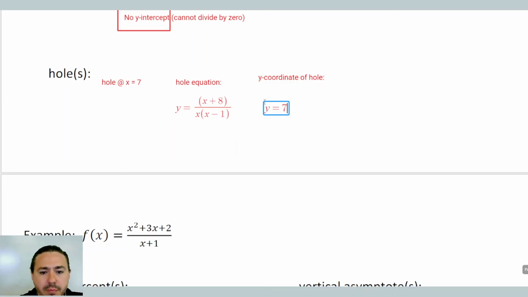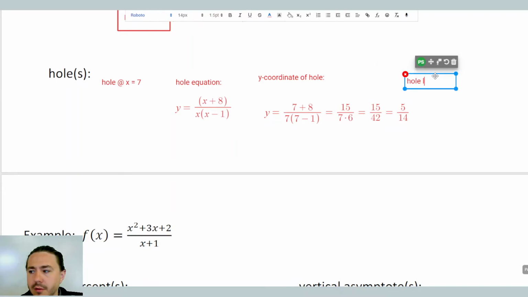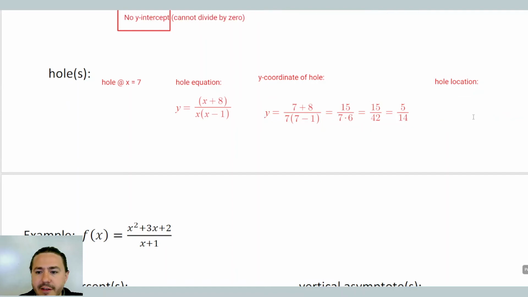So y is going to be 7 plus 8 over 7 times 7 minus 1. So that's going to be 15 over 7 times 6, right? So 15 over 42. Does that reduce? 6 times 7. I guess they're both divisible by 3. So that'd be 14. Is that right? 14 times 3. Yeah, I think that's right. Okay, so that's the y coordinate of the hole. So my hole is going to be at 7, the x value, comma 5 over 14.